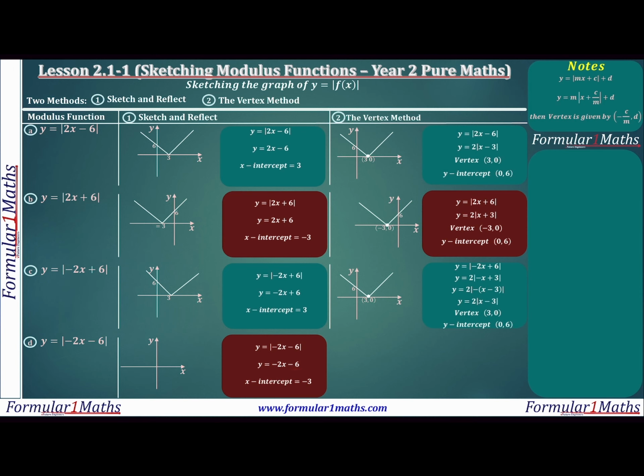So we can sketch that to get the following, where the y-intercept is minus 6 and the x-intercept is minus 3. But again, this part of the curve must be reflected because it has negative y values. If you do the reflection, at this point over there, we should get plus 6. And so we get that. And that's our curve. Now let's use the vertex method for this one.